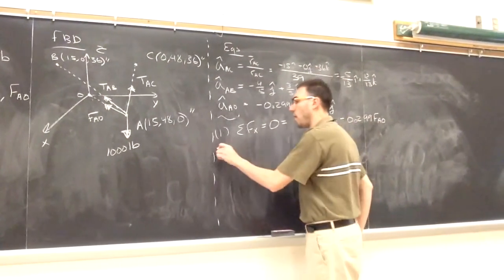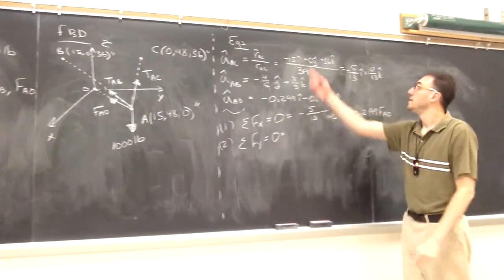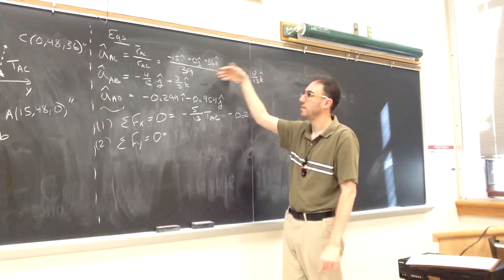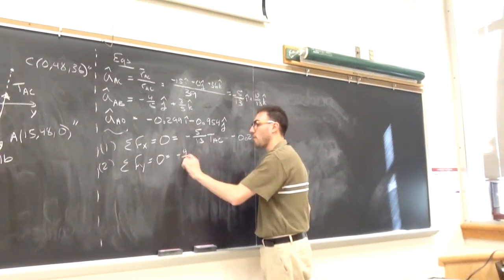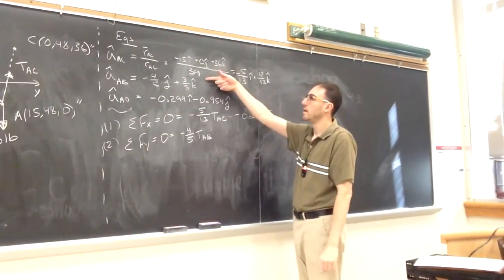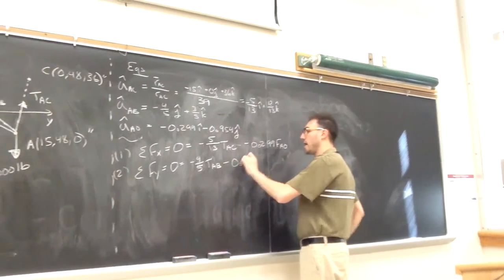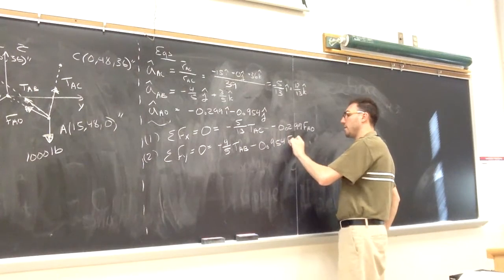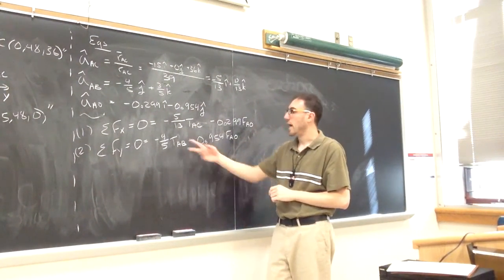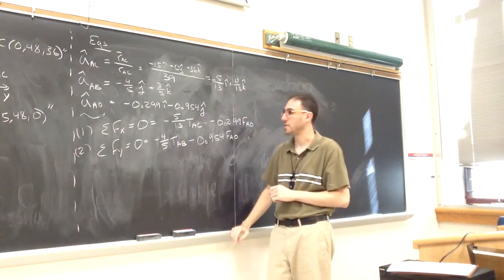Now I do the same thing in the y, and this is why doing all these unit vectors up front will make this much easier. Now I just pick out y components. AC does not have a j, so it will not be in this equation. AB is going to be negative 4/5 times its magnitude, TAB. And AO has a y component, so negative 0.954 times FAO. I now have a third unknown, TAB, between two equations, so I can't solve it at the moment.